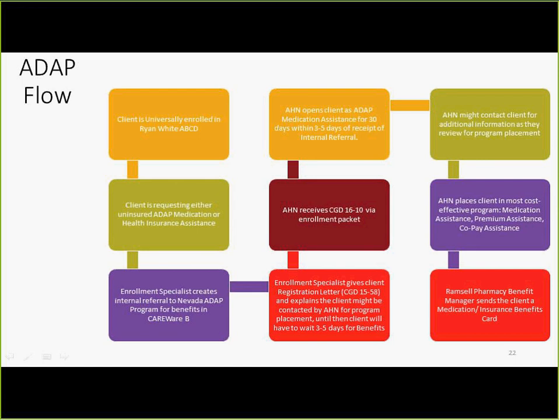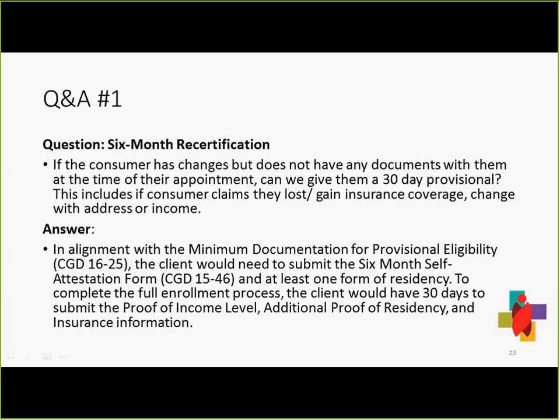The next few slides indicate frequently asked questions that we have received. Question 1 is in regards to 6-month recertification. The question is, if the consumer has changes but does not have any documents with them at the time of their appointment, can we give them a 30-day provisional enrollment status? This includes if the consumer claims a loss or gained insurance coverage, or that there are changes with their address or income.